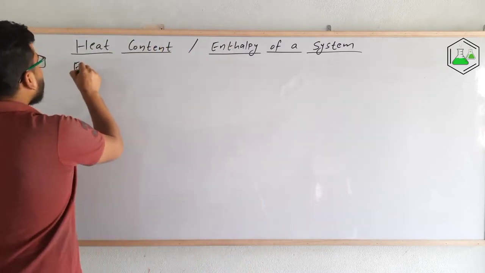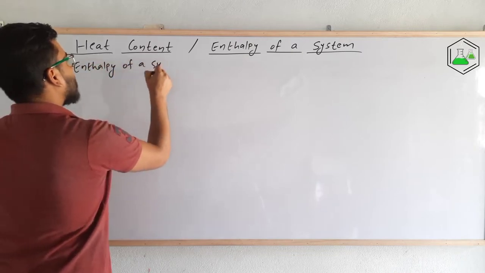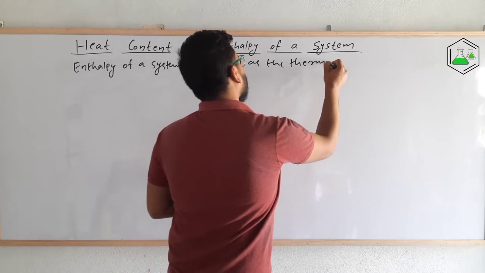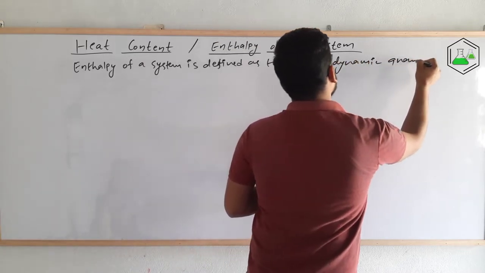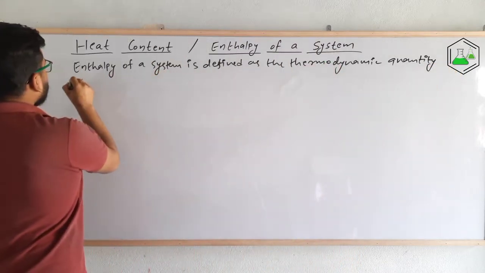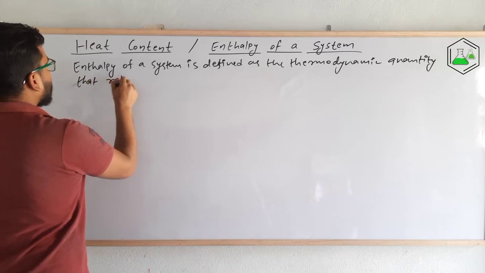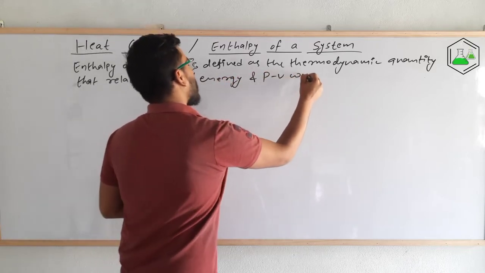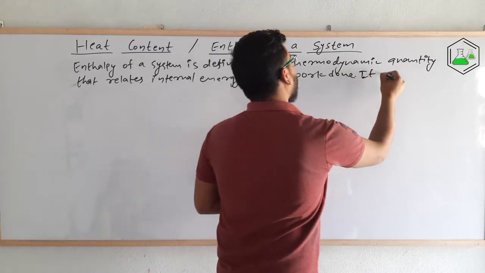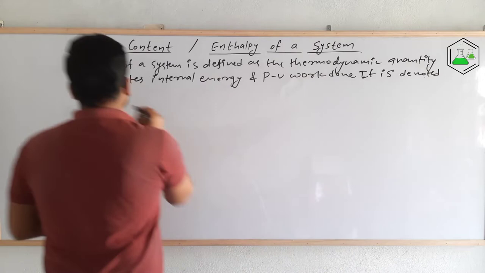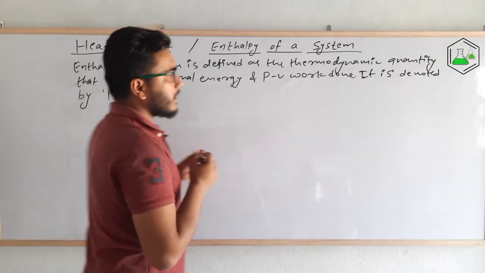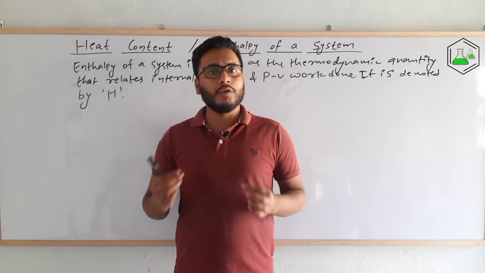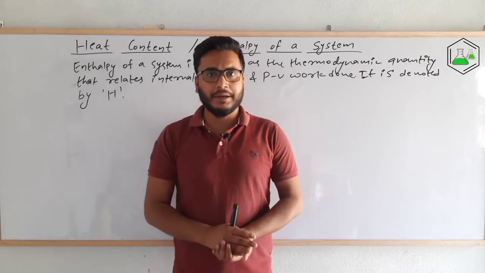So enthalpy of a system is defined as the thermodynamic quantity that relates internal energy and pressure-volume work done. It is denoted by H. So this is the definition of enthalpy. It is simply a thermodynamic variable that relates internal energy and pressure-volume work done of the system. Now let's see its mathematical derivation.